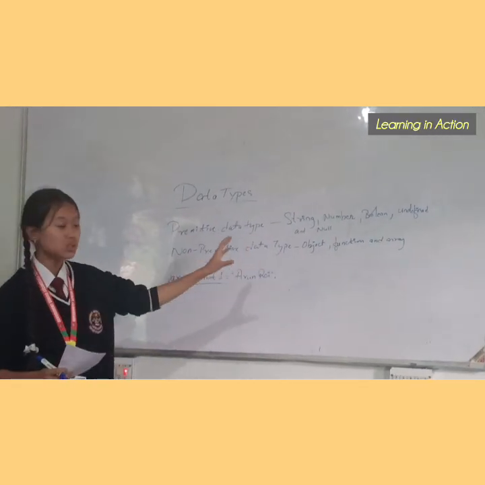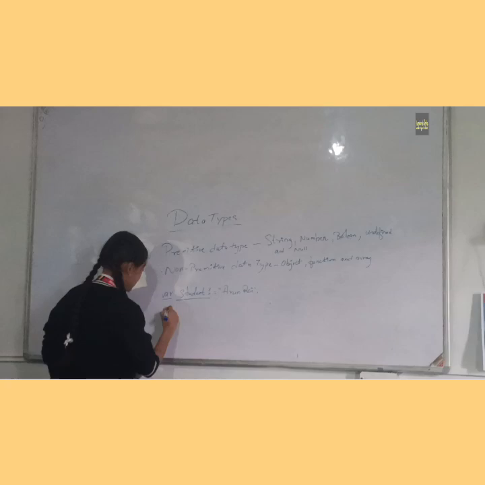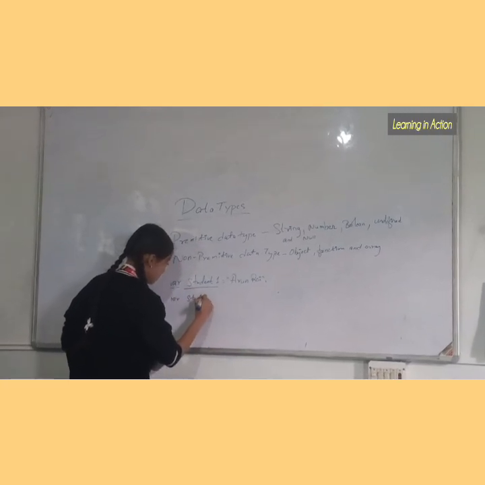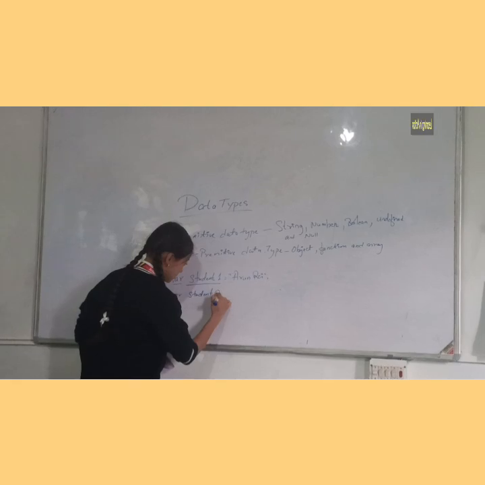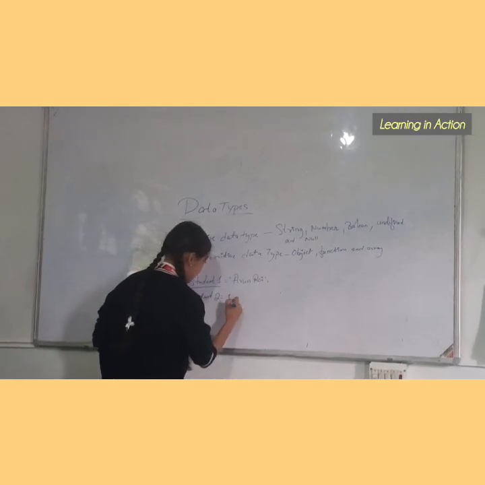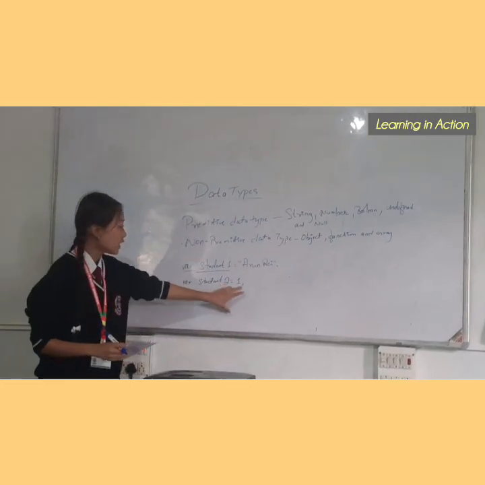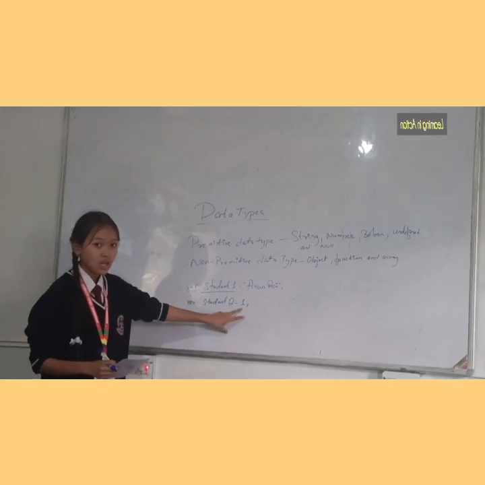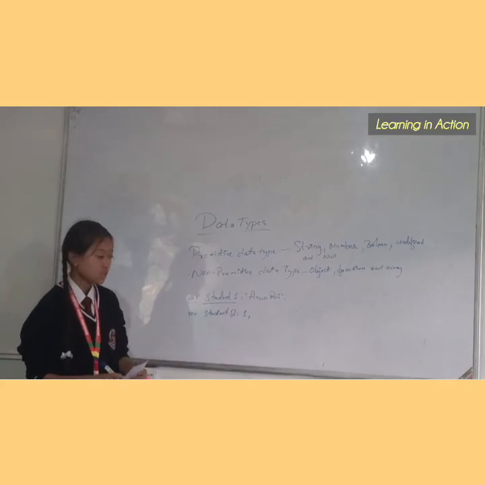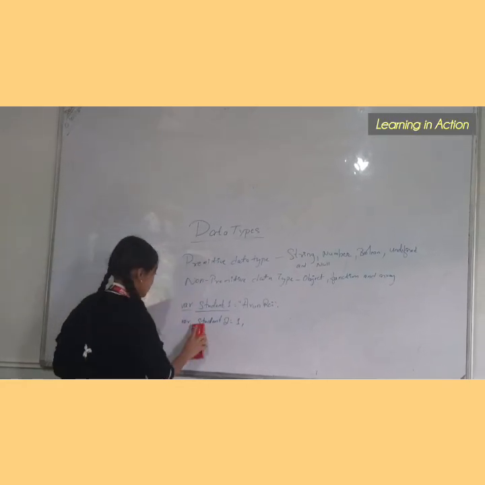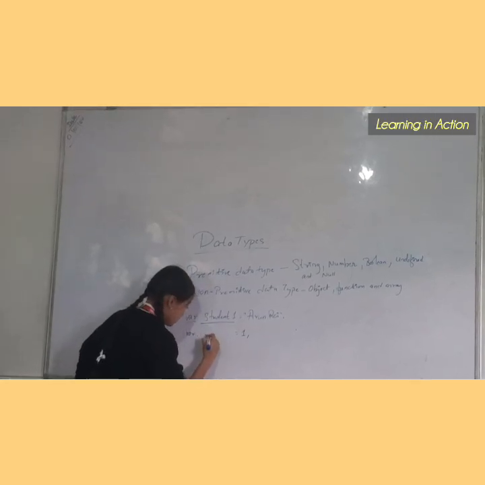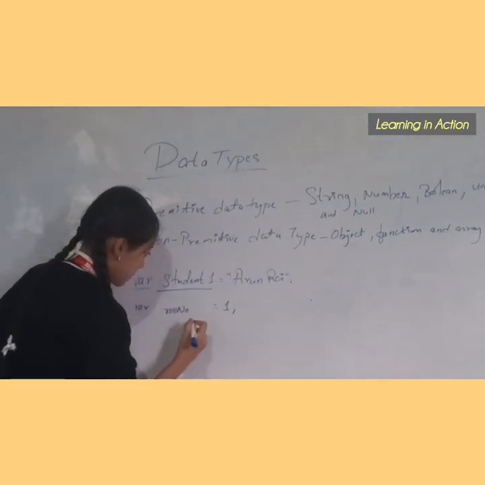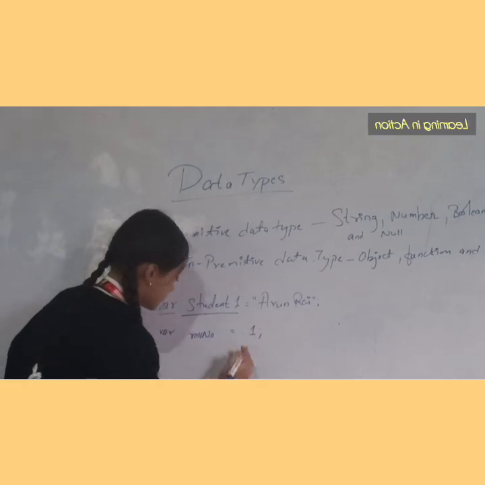If we see an example of numbers, we can take the same example. The example of number is here we have written an integer. Instead of student 2, you can write roll number as the name of the variable. Second example, roll number. Yes, that's correct.